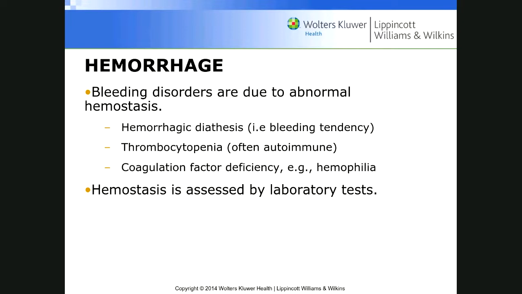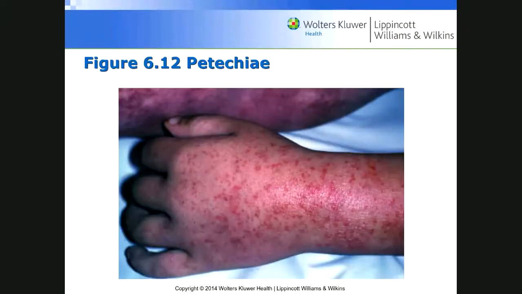Okay, so this just shows you petechia. Petechia means small blood vessel, there's this pool. And if it's bigger, it's purpura.